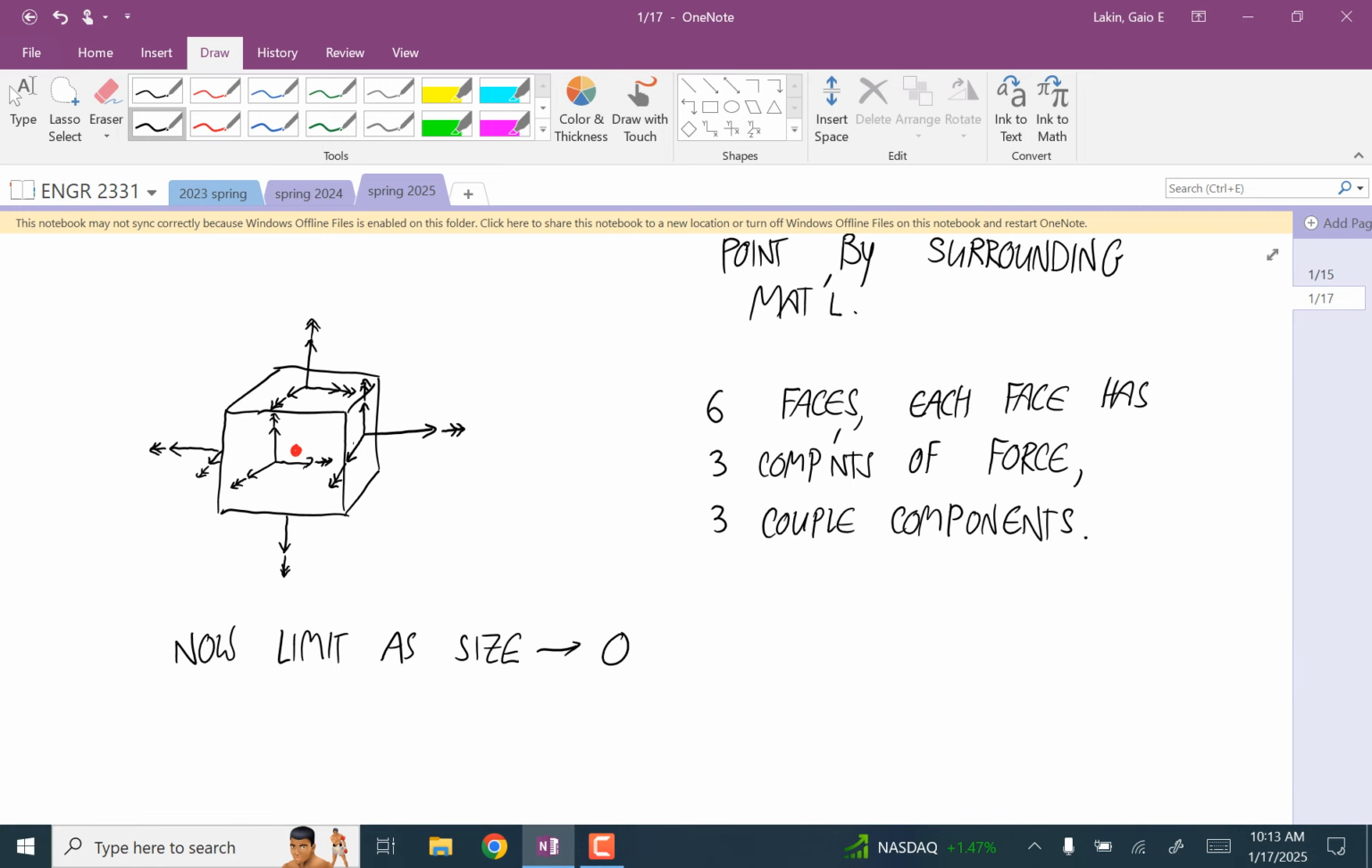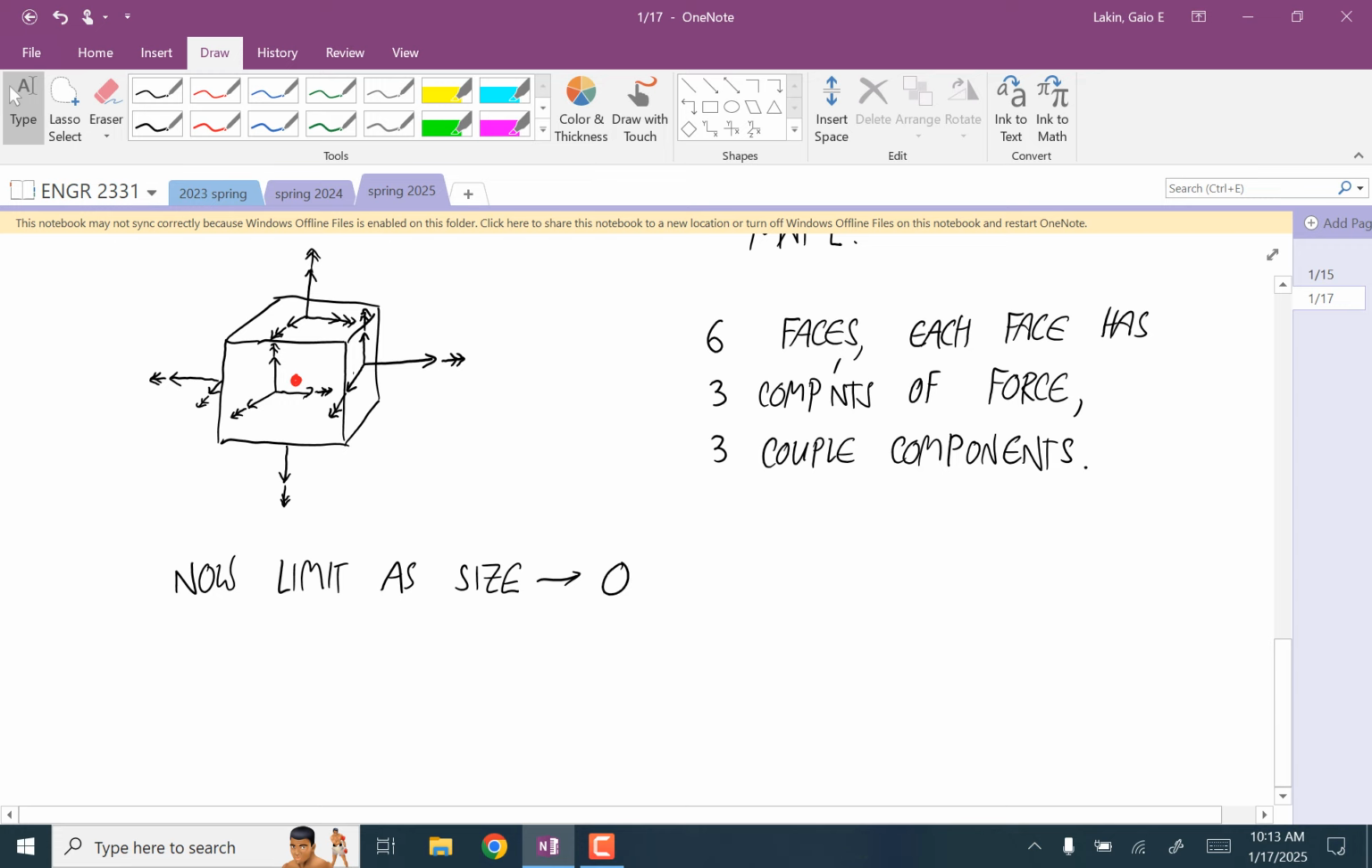Well, the first thing that happens is, what's the limit of the force on each one of these faces as the size goes to 0? 0. 0, that's exactly right. So the force components go to 0. Okay, well, that's not helpful to us. I mean, we're not going to take the time to describe this thing by a bunch of zeros. You know what I mean?